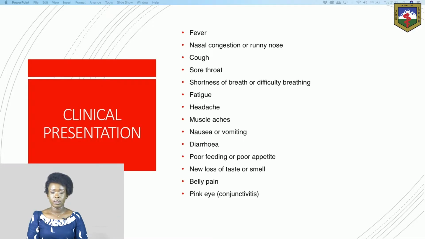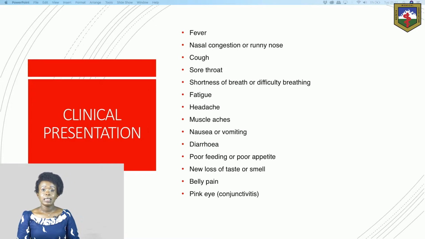So I'll take you through the clinical presentation. In children, it has been observed that most of them tend to have a mild form of the disease. And some of the symptoms that have been demonstrated include fever, nasal congestion and running nose, cough, a sore throat, shortness of breath or difficulty in breathing, fatigue, headache, muscle aches, nausea and vomiting.